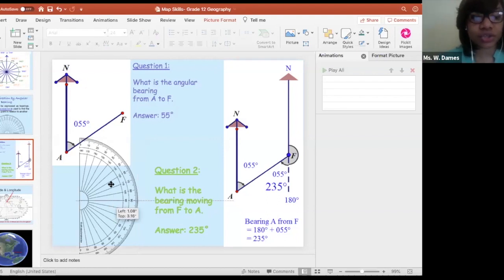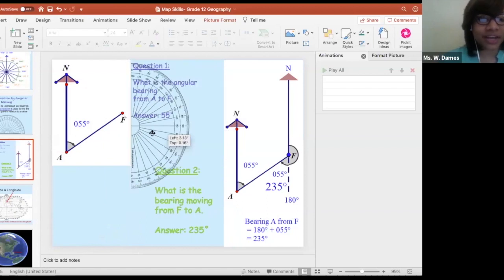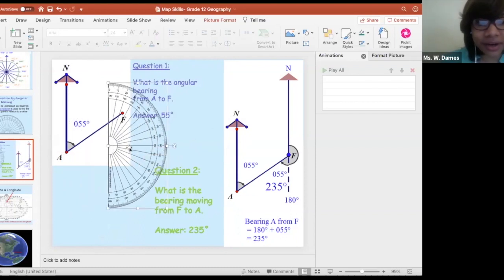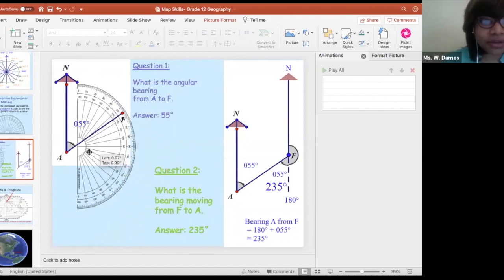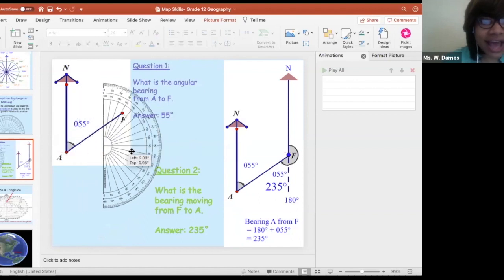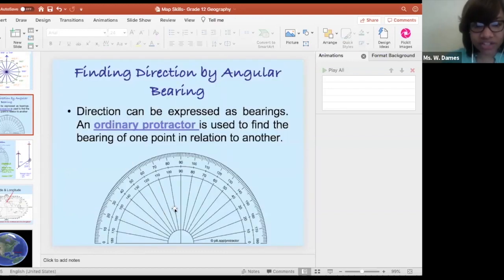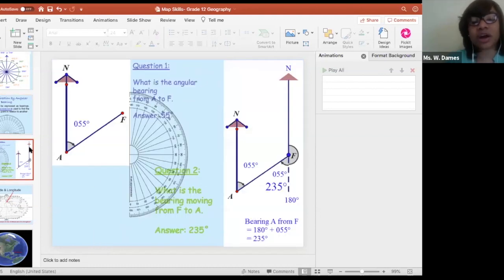Using your protractor, that's why I found this clear one, you're going to line up the line in the middle with your point. Everyone is able to see that line in the middle there. You see the protractor here: you have numbers on the outside and numbers on the inside. We're going to use the numbers on the outside, starting from 0. You're always going to make sure your protractor is lined up where you are able to start from 0.